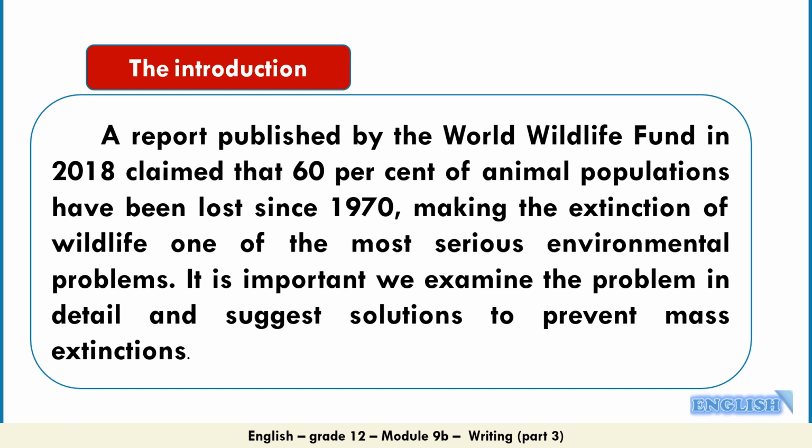We can say, for example, a report published by the World Wildlife Fund in 2018 claimed that 60% of animal populations have been lost since 1970, making the extinction of wildlife one of the most serious environmental problems. It is important we examine the problem in detail and suggest solutions to prevent mass extinctions.